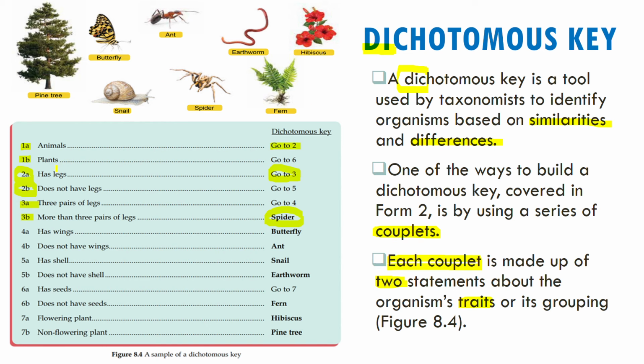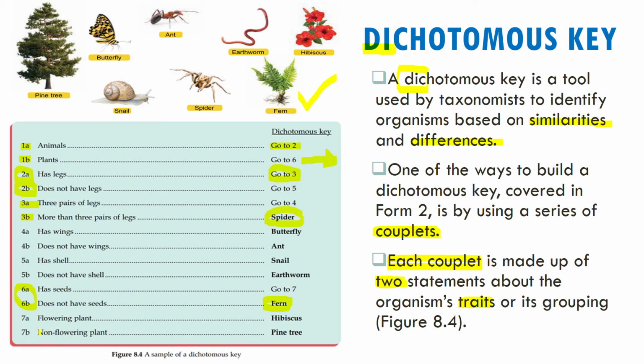Okay, let's say just now the couplets, the first two statements, plants, straight away we go to 6. Go to 6. Jadi di sini kita lihat 6. Another two statements, whether the seeds, whether the plants have seeds or does not have seeds. Kalau tidak ada seeds, then we can identify straight away that daripada plants di sini yang tidak ada seeds, that means those are non-flowering plants. Straight away we know that they are referring to the fern.